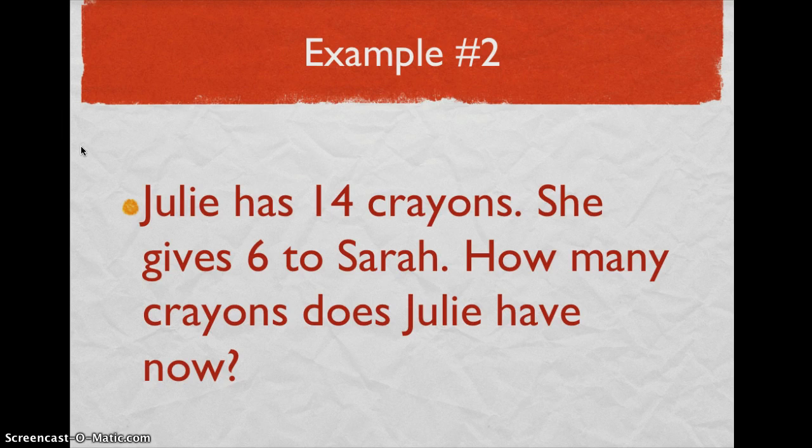Now we know she gives 6 of her crayons to Sarah. 6 crayons to Sarah. This means she no longer has them, which would be taking them away. What do we call it when we take away a number from another number? Subtraction. Now we know our equation is 14 minus 6. Let's count backwards to find out how many crayons Julie has now. 14, 13, 12, 11, 10, 9, 8. Yes, now she has 8.